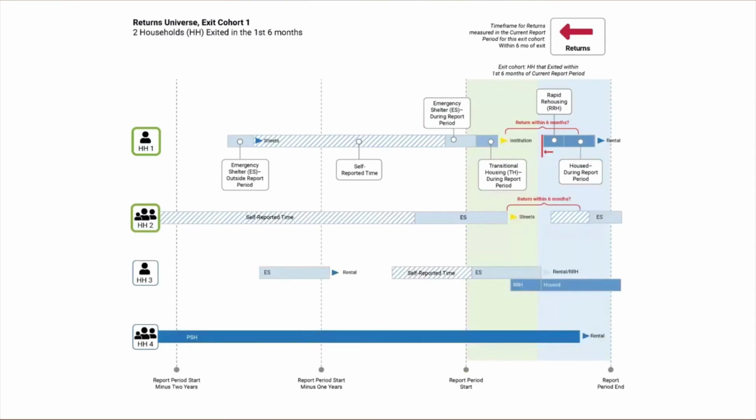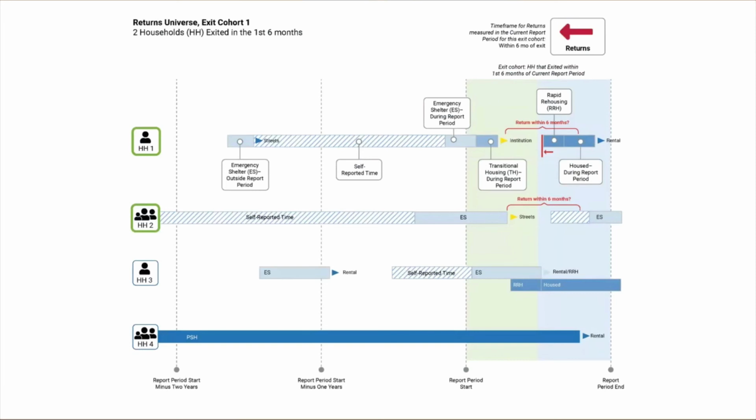The returns measure is calculated by dividing the number of households that return to the homeless system by the universe of households that exited the homeless system. Returns are measured based on an exit cohort from a specific report period. Stella includes returns measures for 3 exit cohorts. Cohort 1 is the universe for the main returns measure, shown here as the group of households that exited the homeless system in the first 6 months of the current report period, shown as the green shaded area. Note, this universe is a subset, roughly half, of the exits universe.